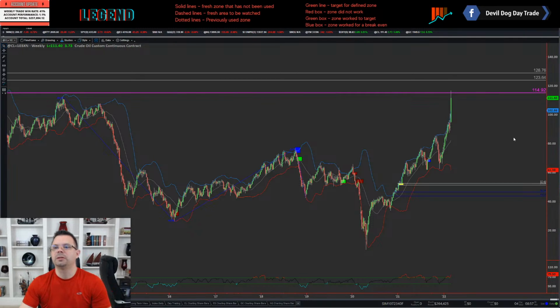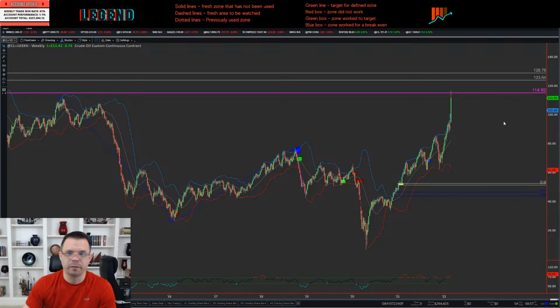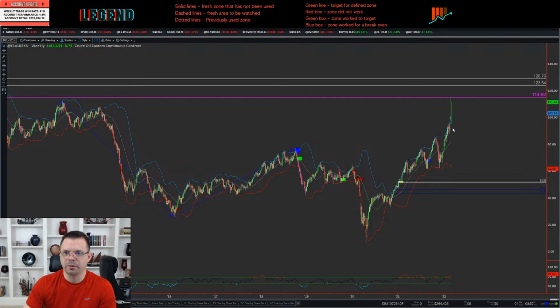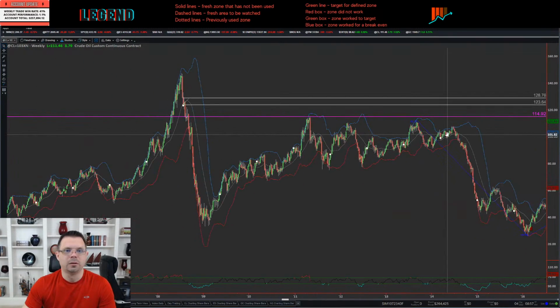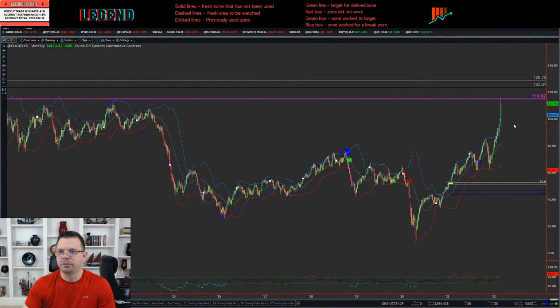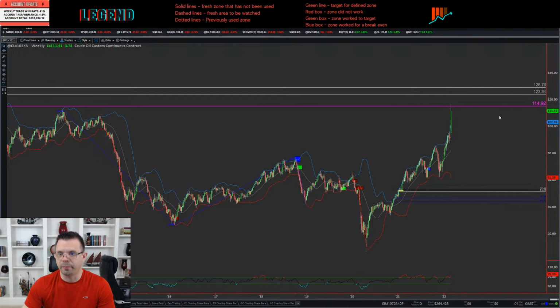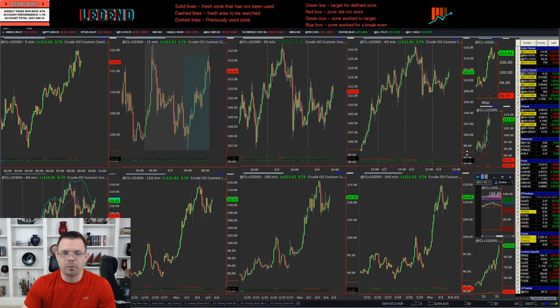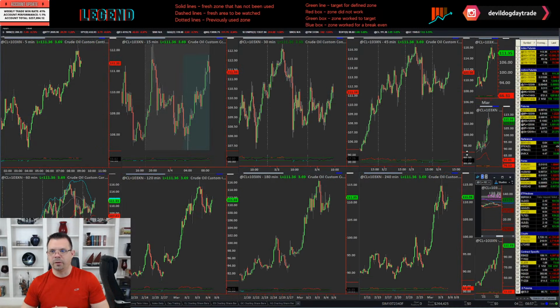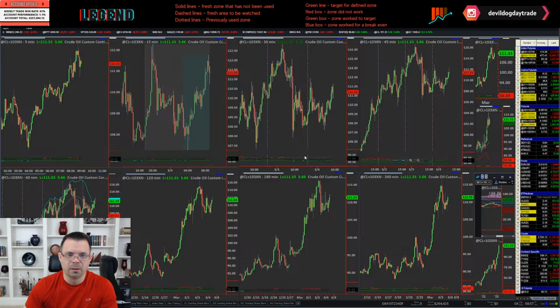Let me make that a little bit bigger so you can see that there. So we're looking at a close above 115. If we get that, then price will continue to go up from here, hit that 123 area, and that's a good solid weekly zone. So you could see a really good move back down from there. But that's it for holding us up from going up. We are still moving up quite a bit, so looking for other areas to get long on this.